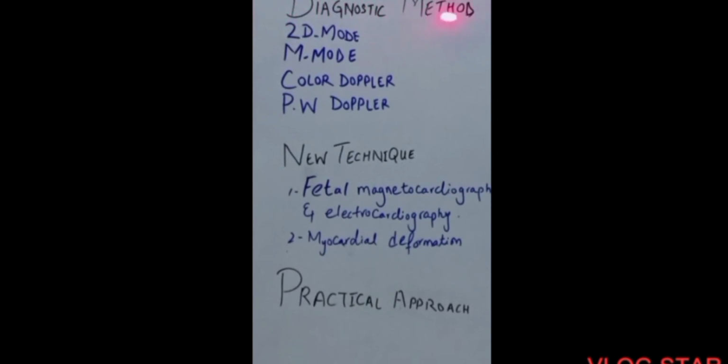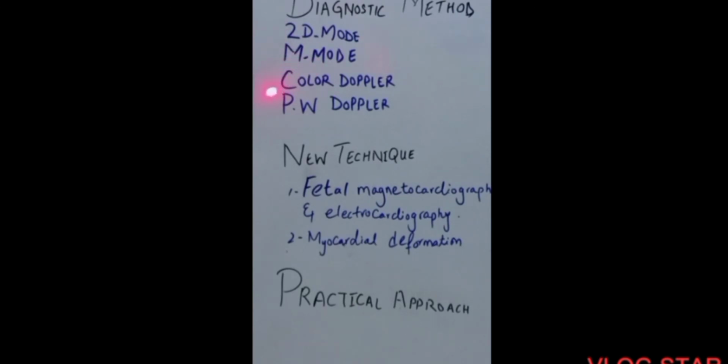Now the diagnostic methods: we have 2D mode, M mode, color Doppler and PW. 2D mode is the qualitative assessment of the rhythm, like atrial assessment in case of atrial flutter. The second one is M mode, which helps to assess the coordination between the atrial and ventricular movement. But sometimes we are unable to assess it due to image limitation in fetal echocardiography, or the position of the heart in the fetus.